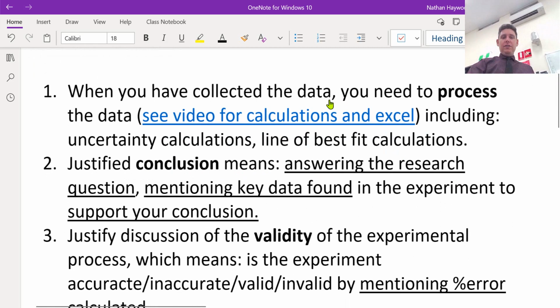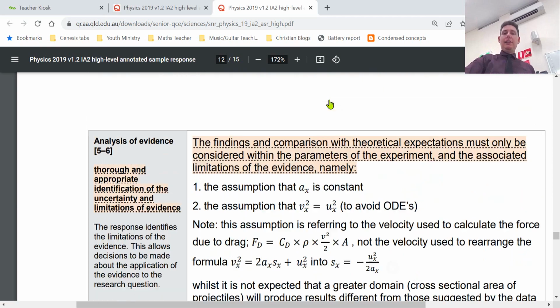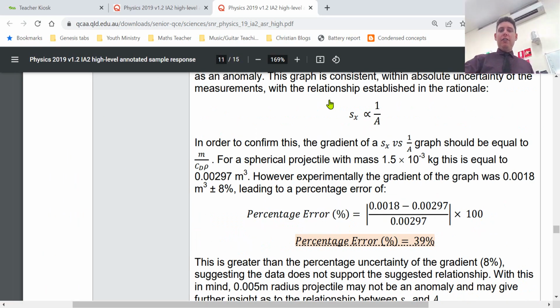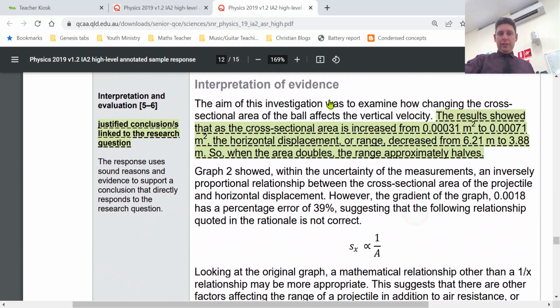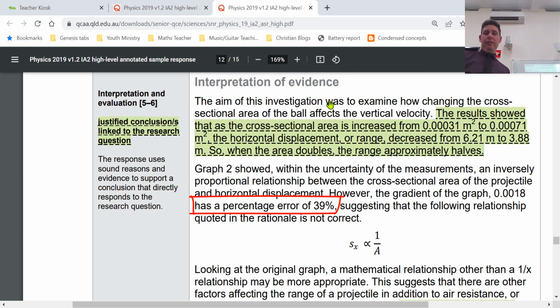Next bit, justify discussion of the validity of the experimental process. When you're talking about validity, you're talking, was it accurate or inaccurate? To do this, you mention percentage error calculated. So hopefully you remember how to calculate percentage error. So this is the formula, percentage error. I'm not going to go through it. So you can see in this conclusion, mentioning that percentage error.